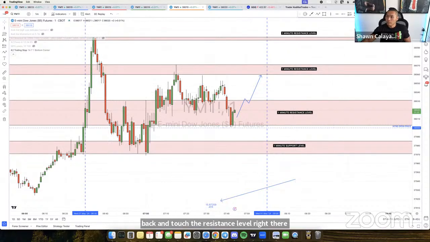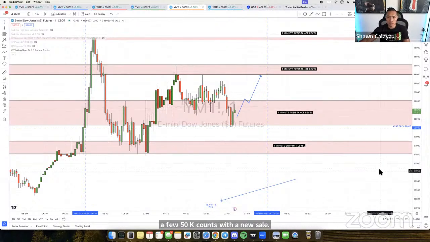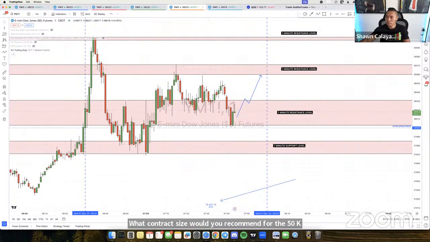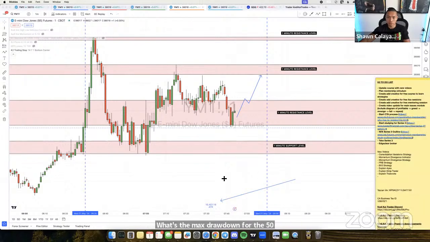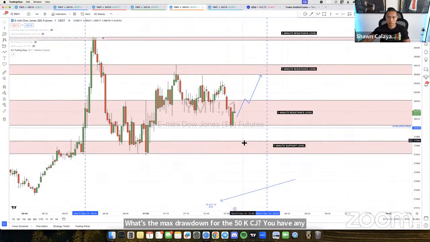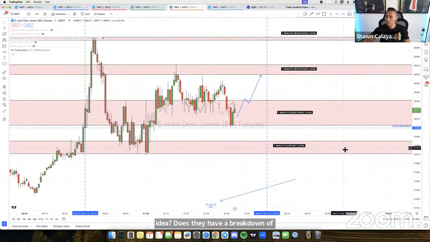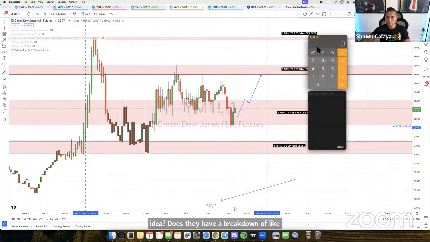Let's see, CJ said, I have two 150K counts, but considering getting a few 50K counts with a new sale, what contract size would you recommend for the 50K count during the eval stage? So what's the trailing max drawdown for the 50K, CJ? Do you have any idea? Because I have a breakdown of like, thanks guys, 2,500. Okay, so I would probably divide that by 3.